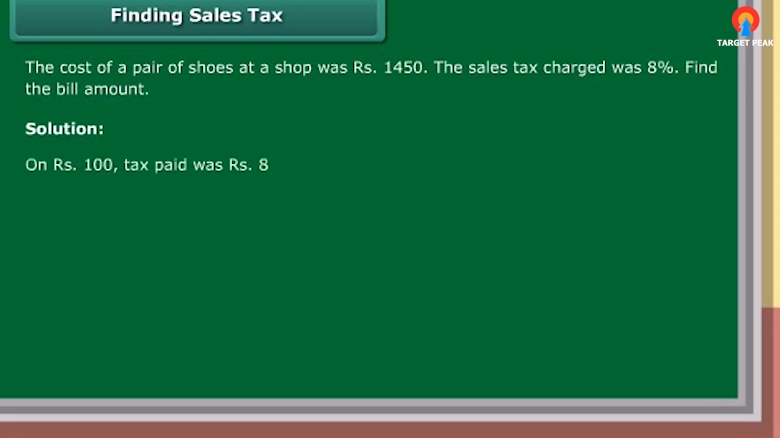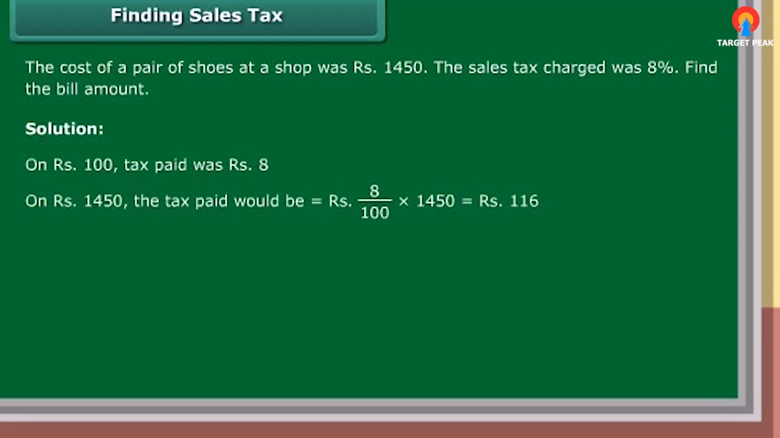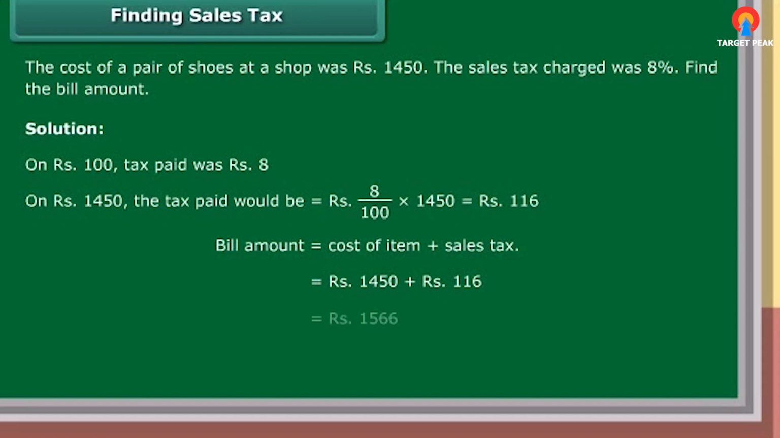Solution. On rupees 100, tax paid was rupees 8. On rupees 1450, the tax paid would be 8/100 × 1450 = rupees 116. Bill amount = cost of item + sales tax = rupees 1450 + rupees 116 = rupees 1566.